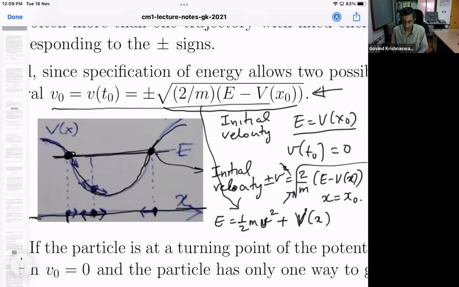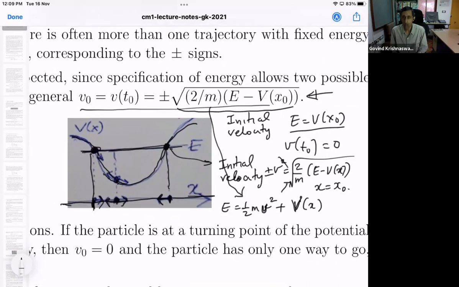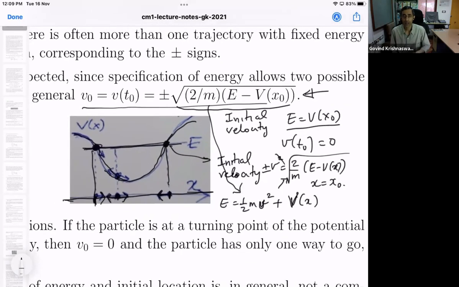If you are at the extremes, then the particle has only one way to go, either left over here or right over here. And in that case, there is only one solution. The plus minus signs go away. Is that clear, this exceptional case?